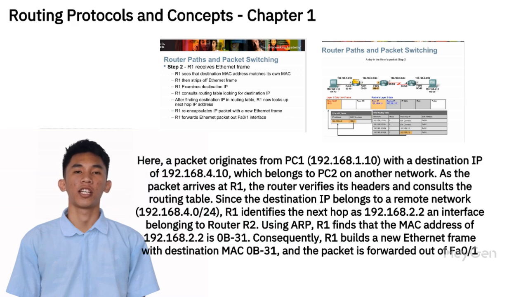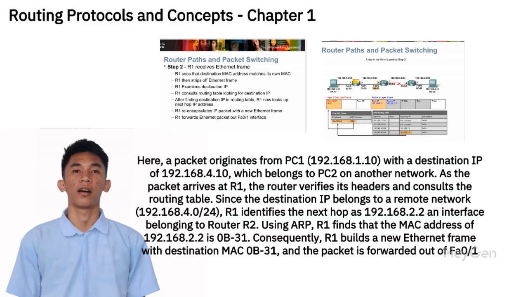Here, a packet originates from PC1, 192.168.1.10, with a destination IP of 192.168.4.10, which belongs to PC2 on another network. As the packet arrives at R1, the router verifies its headers and consults the routing table. Since the destination IP belongs to a remote network, 192.168.4.0/24, R1 identifies the next hop as 192.168.2.2, an interface belonging to router R2.